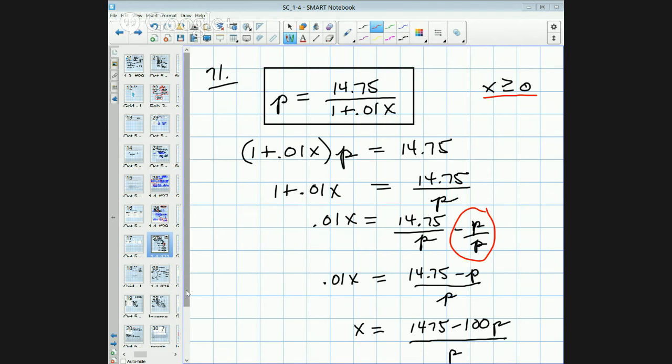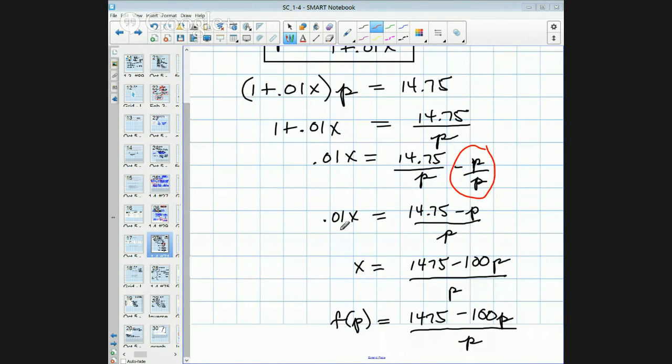And then what's the final step? Well, just got to get rid of this 0.01. So multiply both sides by 100. It's going to be gone over here. On top, you have to multiply by two things, right? How do you multiply 14.75 times 100? Just move the decimal 2 places to the right. And then, of course, I have to multiply negative p times 100.